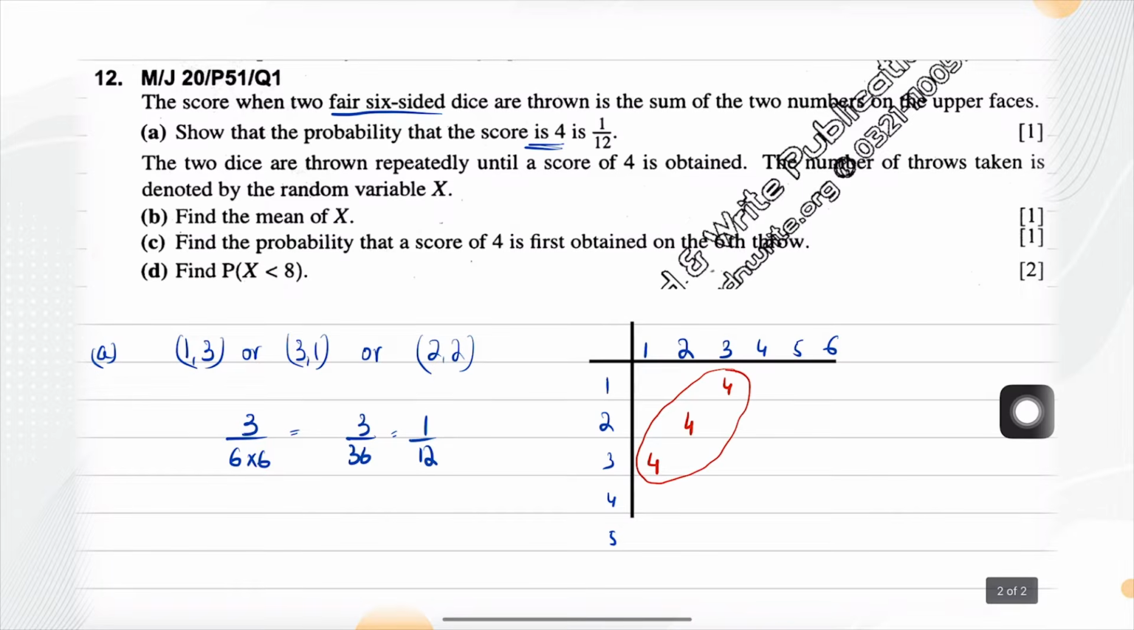So you can see there are 3 favorable outcomes. Okay, and what will the total outcomes be? 6 into 6, which gives 3 upon 36, equal to 1/12. So there you go, that's the answer to the first part.